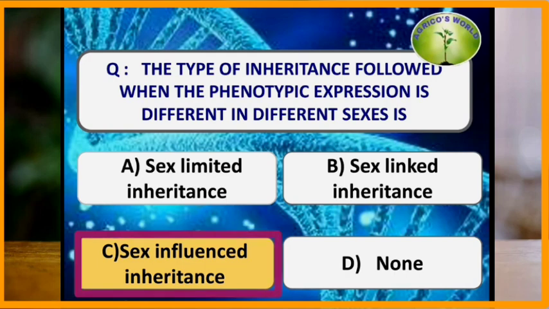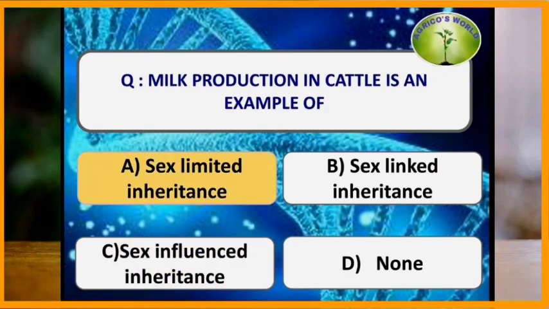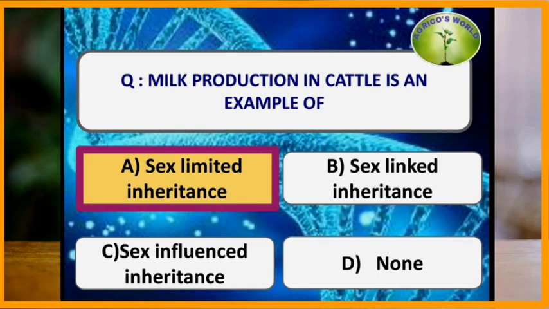The type of inheritance followed when the phenotypic expression is different in different sexes is called sex influenced inheritance, and some of the examples are pattern baldness in human and horns development in the sheep. Milk production in cattle is an example of? Milk production in cattle is an example of sex-limited inheritance, and some of the other examples are breast development in women and beard development in man.